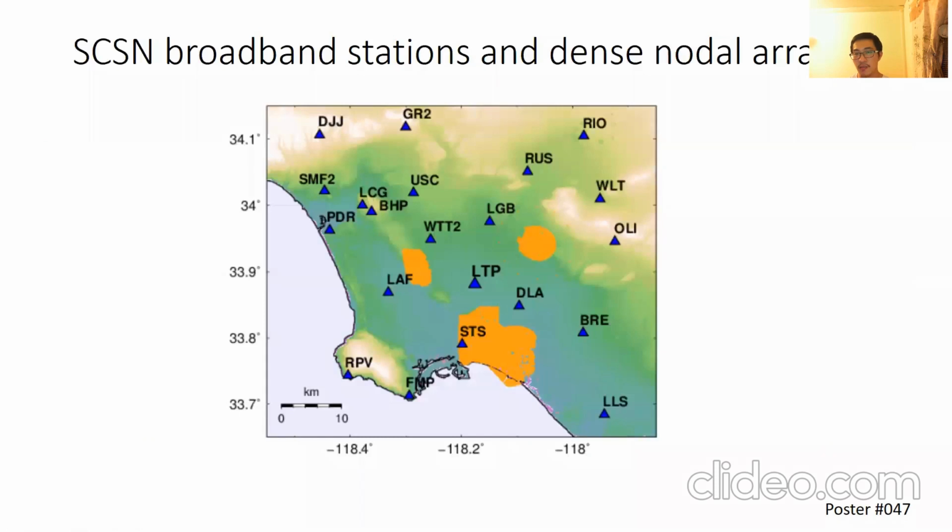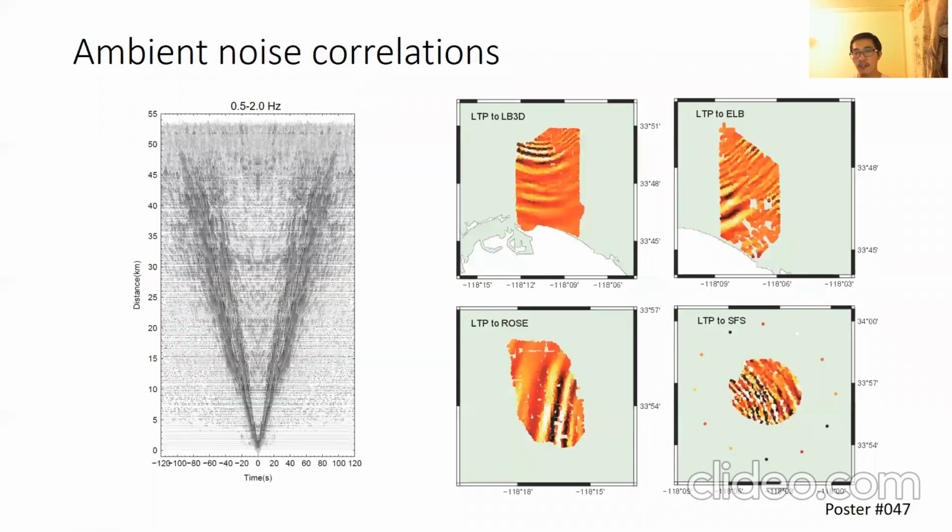Here, we investigate the Array Basin structure with ambient noise correlations between the 5 oil industrial dense arrays and 21 Southern California seismic network broadband stations. The dense arrays are shown in orange, and the broadband stations are shown in blue triangles. We observe clear fundamental mode and first overtone relative noise correlation functions.